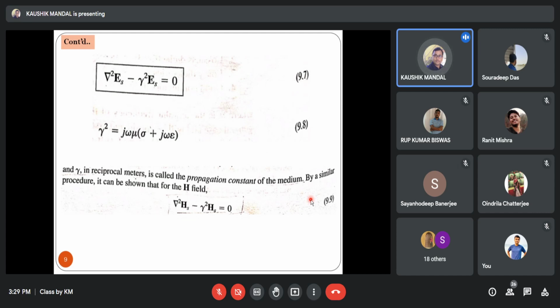Do you have any doubt? You can ask me. No, sir. Okay. So this parameter is very important. It will be required in the next few slides also. This propagation constant gamma.